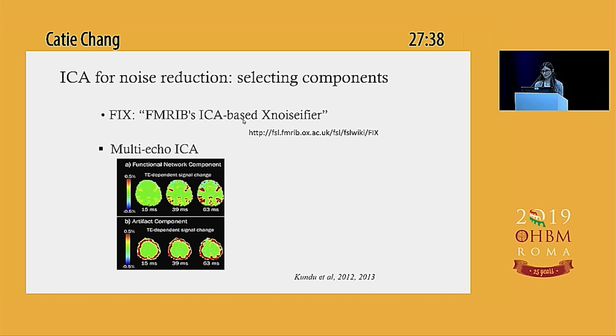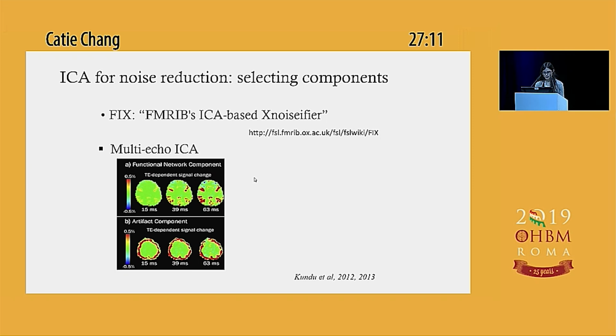So then you can hopefully automatically classify these in your own data. And another technique that's becoming more popular, I think, is multi-echo ICA. But one thing to note is that this does only work on multi-echo data. So that means that you'll have collected your data where, instead of the typical way of getting one image per TR, you instead acquire images at different echo times within a TR.